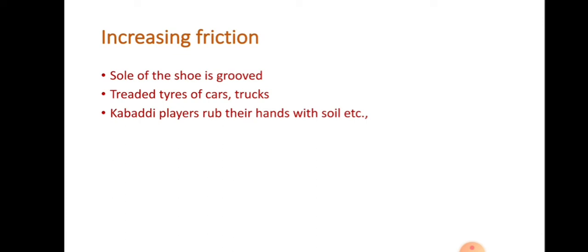First one, the sole of the shoe is grooved. Maybe you have looked at the bottom of the shoes. The sole of the shoe is grooved means it is made up of some up and down surfaces. It has many ups and downs.